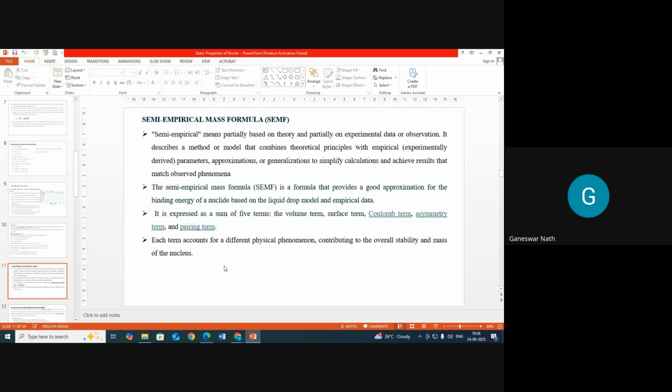Semi-empirical means that it is partially based on theory and partially on experimental data or observation. It describes a method or model that combines theoretical principles with empirical parameters, approximations, or generalizations to simplify calculation and achieve results that match observed phenomena. For example, when you discuss the different models of the nucleus, like the liquid drop model and the shell model, in those cases you have to discuss this semi-empirical mass formula. But here it is a simple generalized formula.